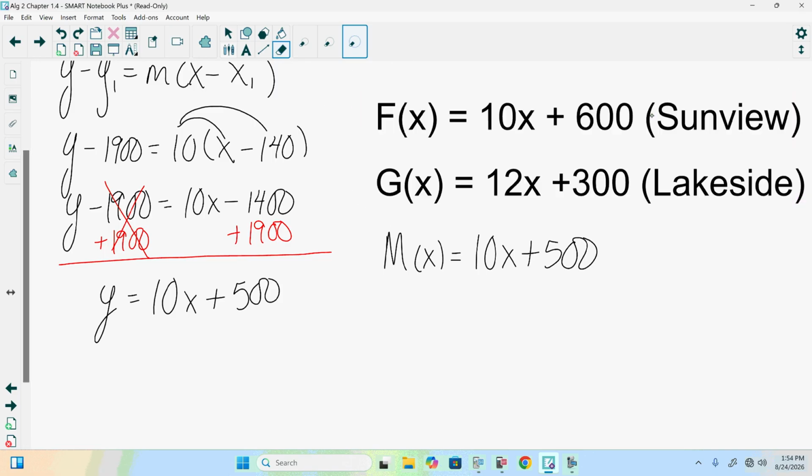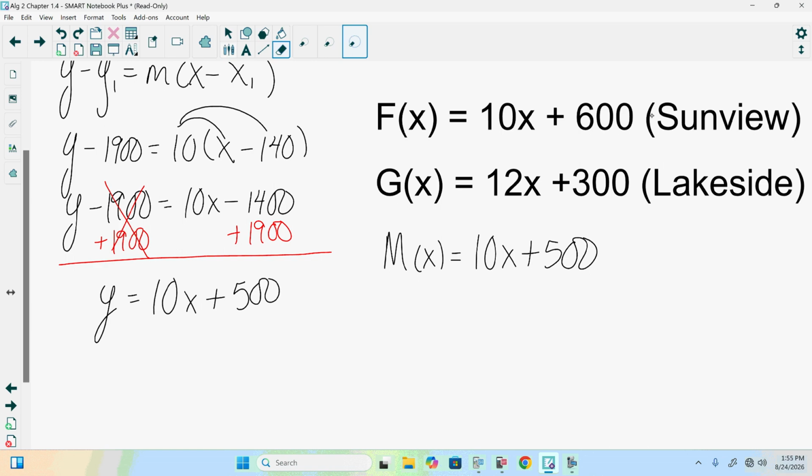So we can kind of just have them all written out. Don't have to have it, but we're comparing these three equations, yes? And we're trying to figure out how many students must attend for Maple to be cheaper than the other two. So now it feels like we're going to have to do two different equation solving to figure out, especially comparing Sunview, Maple, and Lakeside. We don't have to actually do anything with Sunview, because Sunview's starting amount is $600, yes?